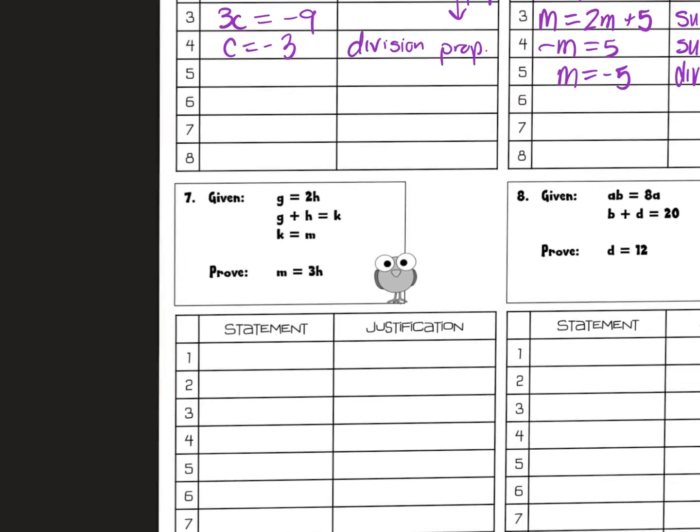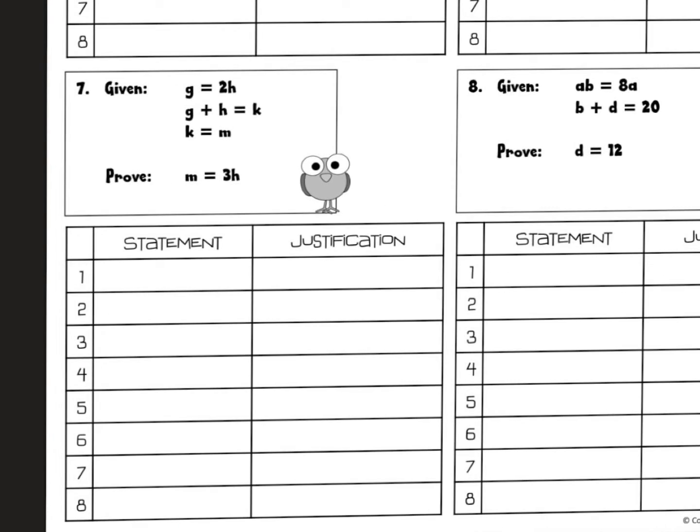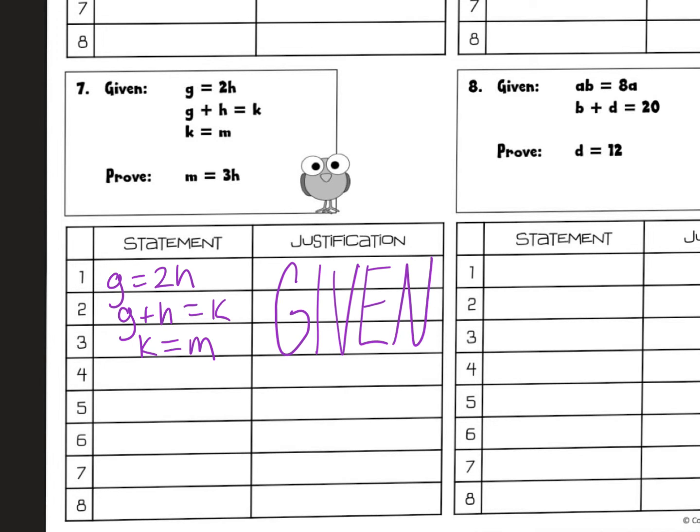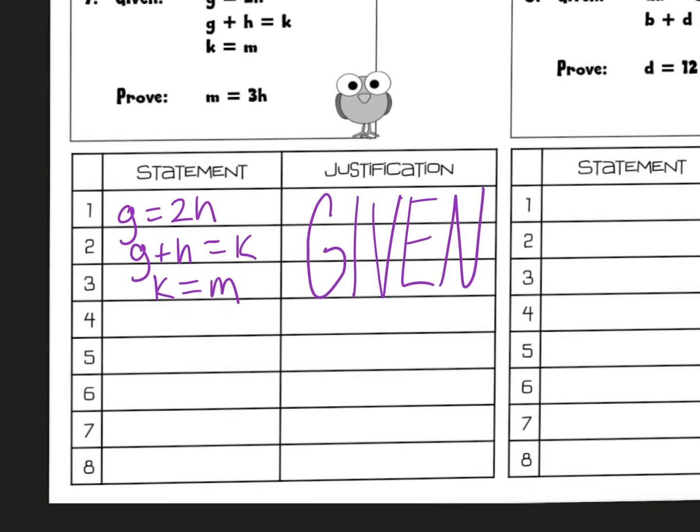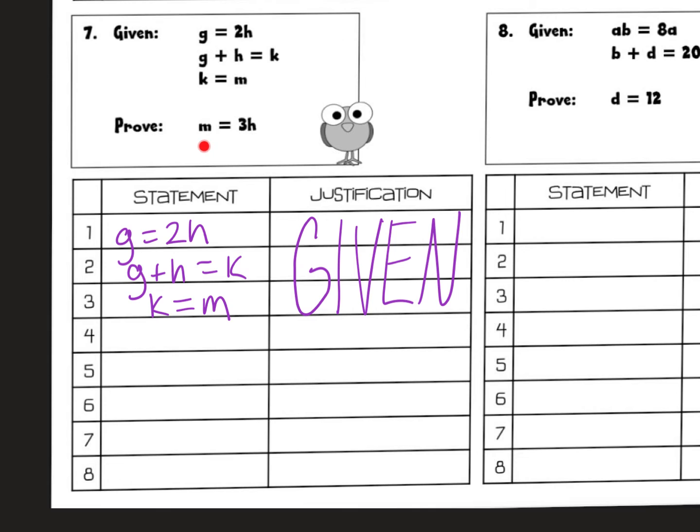Okay, let's move on to number 7. So we have g equals 2h, g plus h equals k, k equals m. Sorry, if you want to write a giant given over the 3 blocks like I did there. Okay, so we're trying to get m is equal to 3h. So we have g is equal to 2h, g plus h is k, and k equals m.